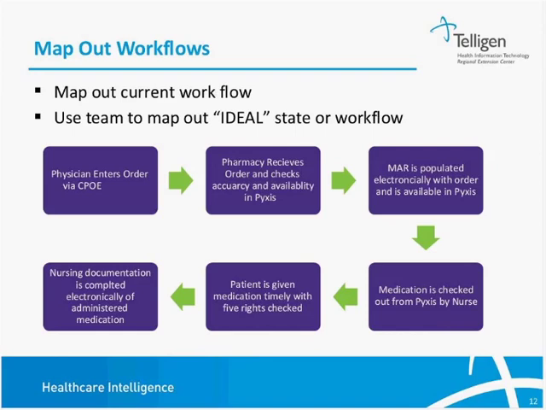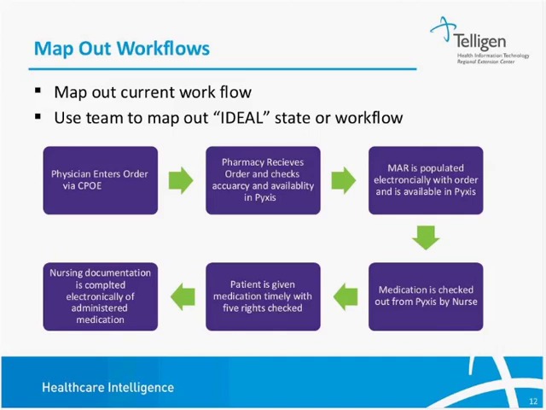It's key to map out your current state, or how things work now, and then map out your ideal state. So this is just an example of how an ideal state may happen. The provider enters the order via CPOE. The pharmacy receives that order immediately and checks for accuracy, and then makes it available in the Pyxis machine for automated dispensing. The MAR is populated electronically with the order and is available in Pyxis.